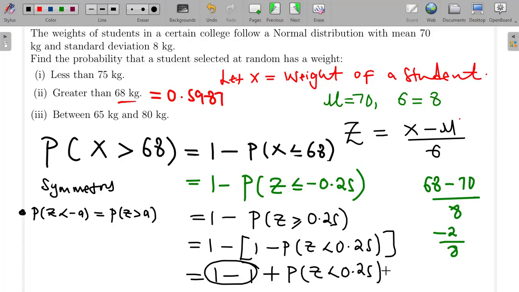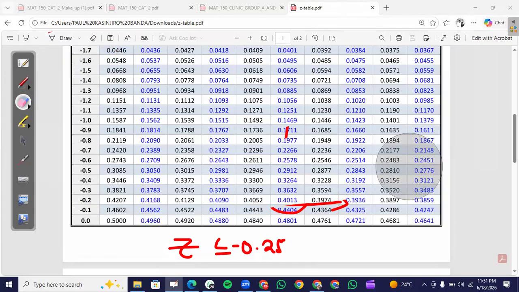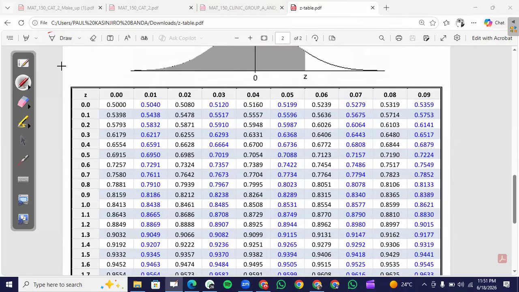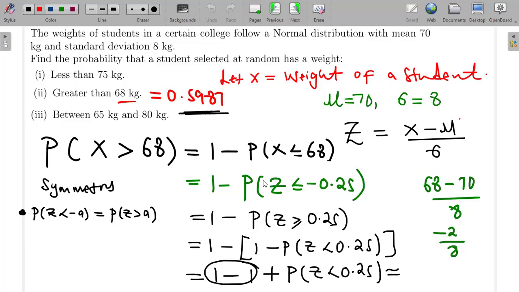Now let's find this to see if it's going to give me that same answer. Let's go to the positive z-score table, which I have below here. We are looking for the probability that Z is less than 0.25. The 0.2 is in here, so I find it there, and the 0.05 is there. I go like that, then I come like that. They meet in this box, and that box has 0.5987. You see that it gives us the same answer.